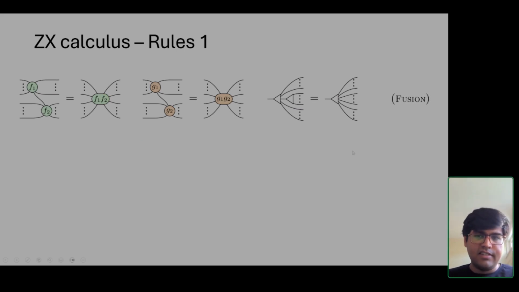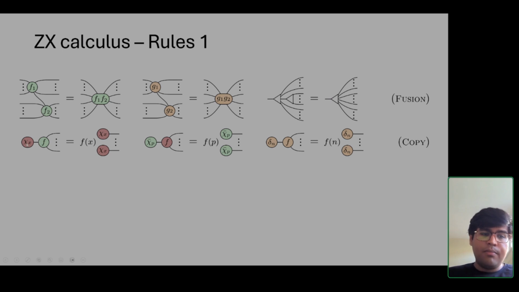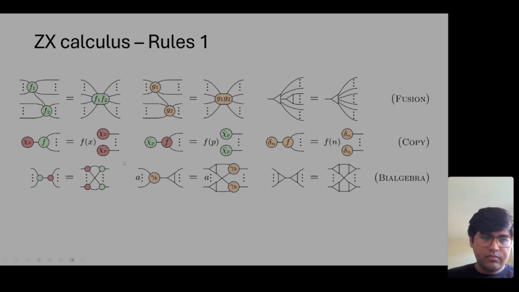So what are the rules of the calculus? First we have fusion. This is the simple one. We also have the basis copy rule. So if I input a basis state into the corresponding spider, it gets copied. And we also get a coefficient based on the function.